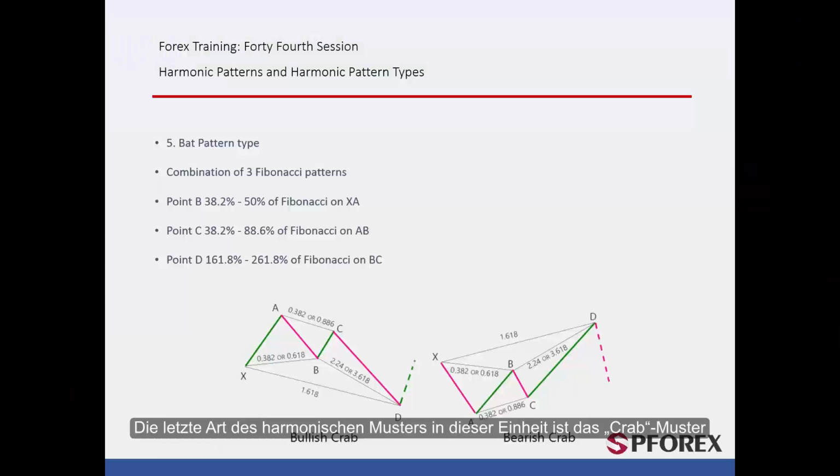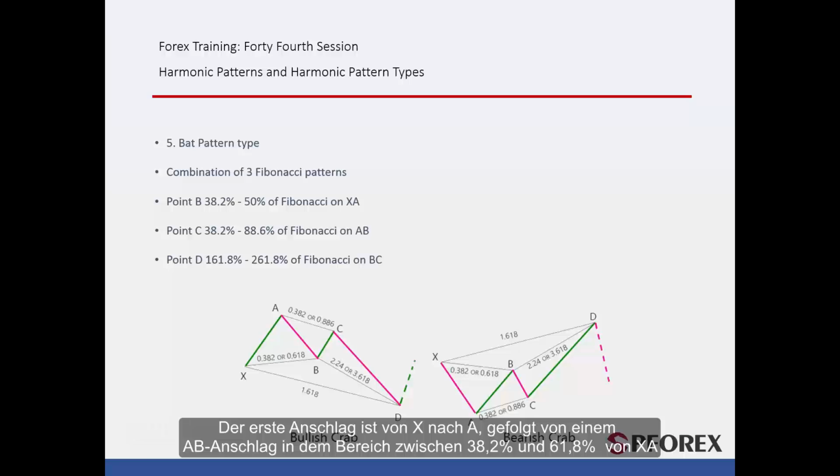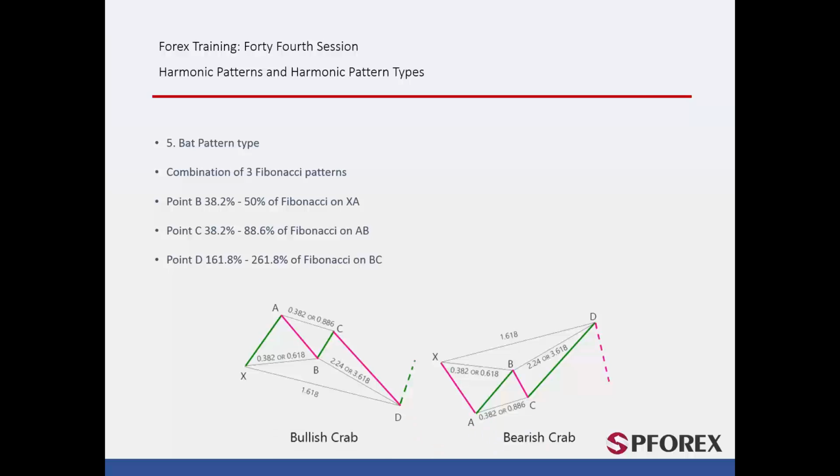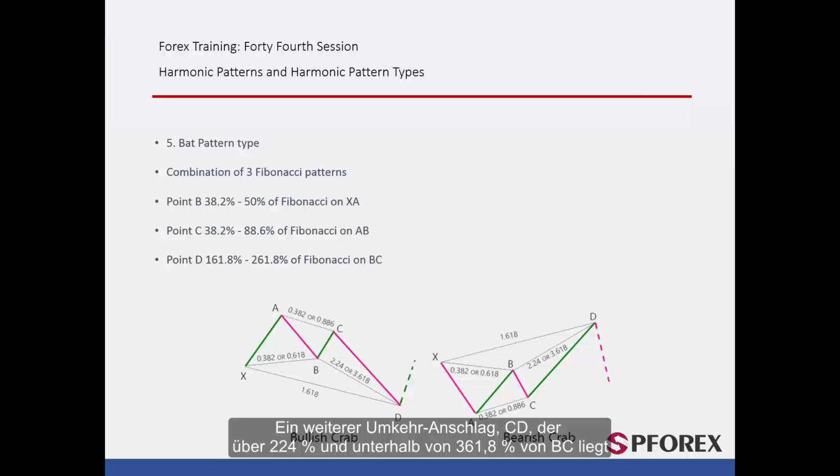The last type of harmonic pattern studied in this session is the crab pattern. The first swing is from X to A, followed by an AB swing in the region between 38.2% and 61.8% of XA. The BC swing, with opposite direction to AB, is in the area between 38.2% and 88.6% of AB. Another reverse swing, CD, is over 224% and less than 361.8% of BC.